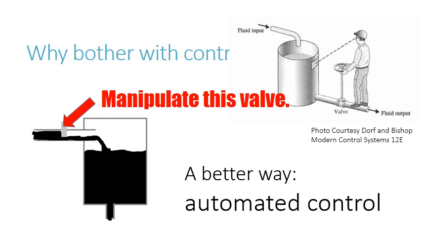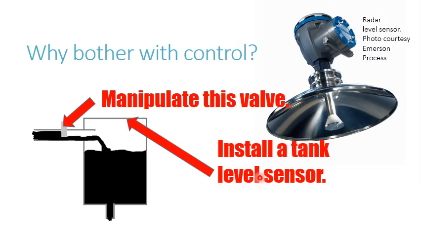But ultimately we want to get automated control. So to make our automated control happen, we're going to install a tank level sensor. Here's an example of one. This one happens to be radar based. You'd probably install this here at the top of the tank, and it would shoot radar beams down to find the level. This here is a gauge, and it would be transmitting the signal.